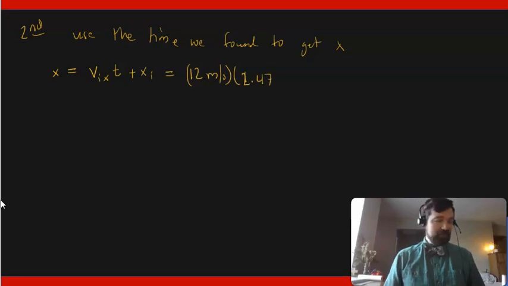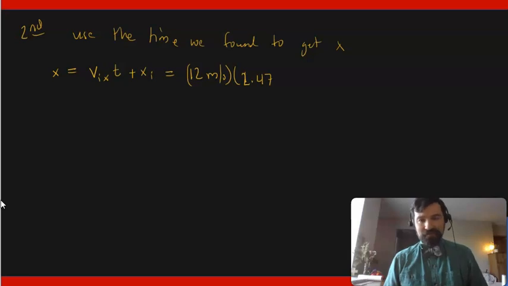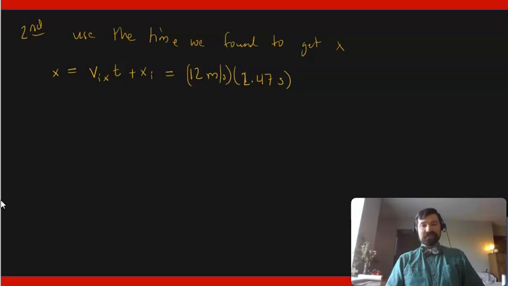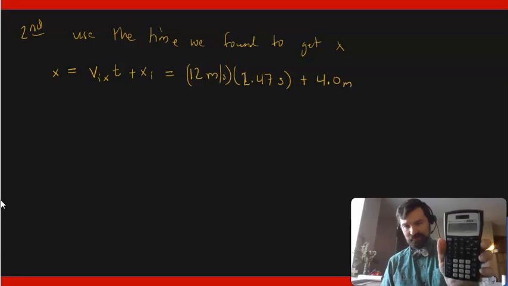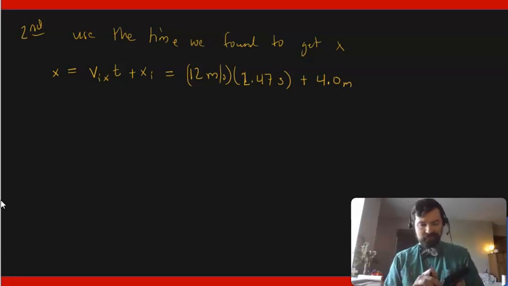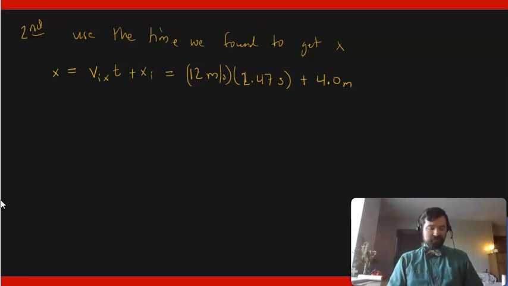And I actually already have that in my calculator, so I will probably just multiply the number in my calculator by 12. So I will get a slightly different answer than if you've rounded it here. Plus 4 meters. So I multiply the number that I have in my calculator by 12, and that gives me the first term, and then I add 4 to it, and I get 33.69.